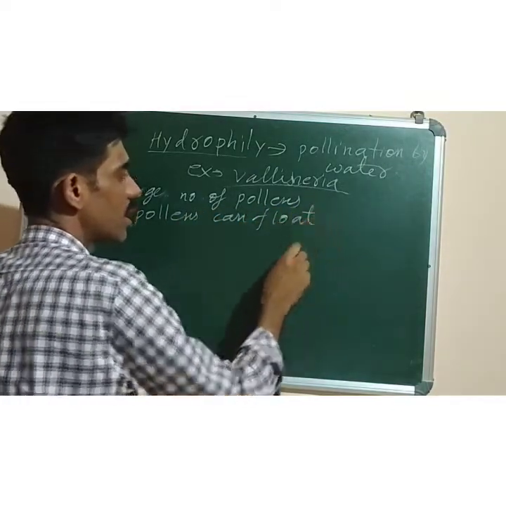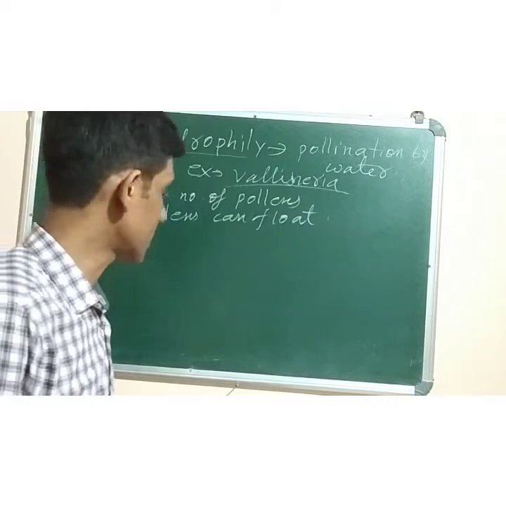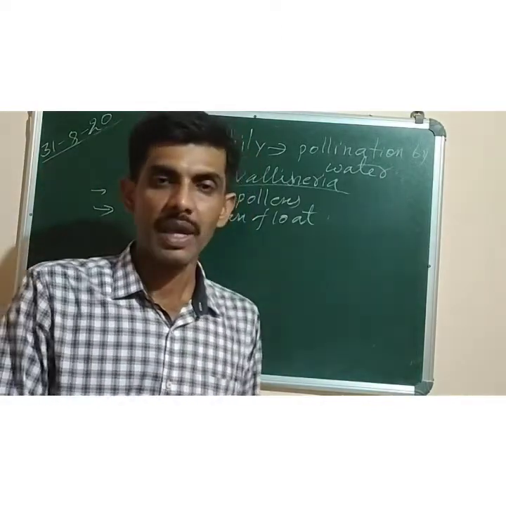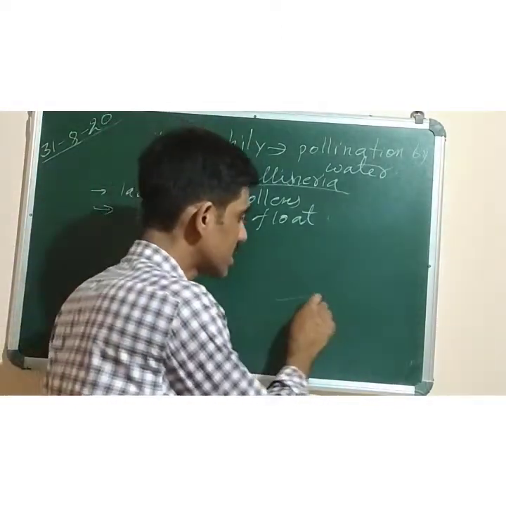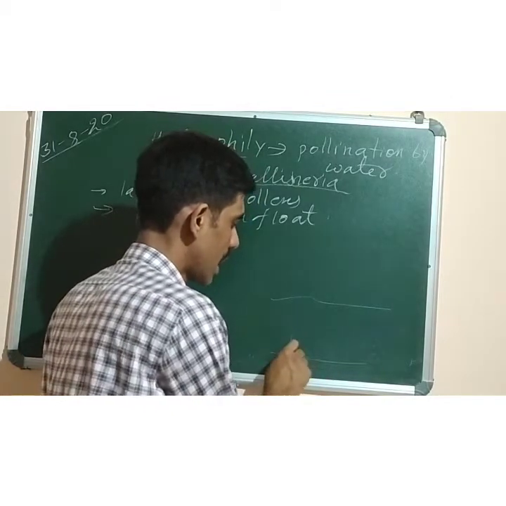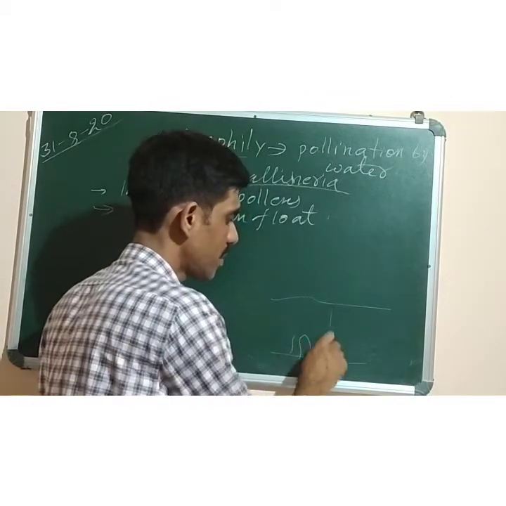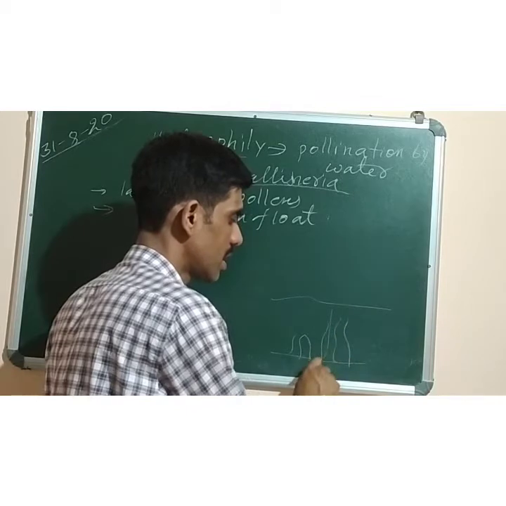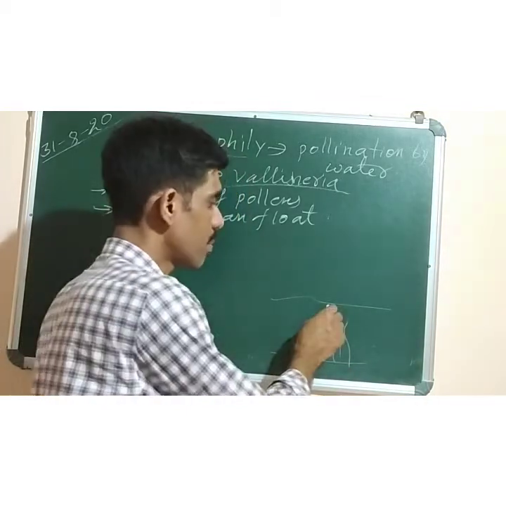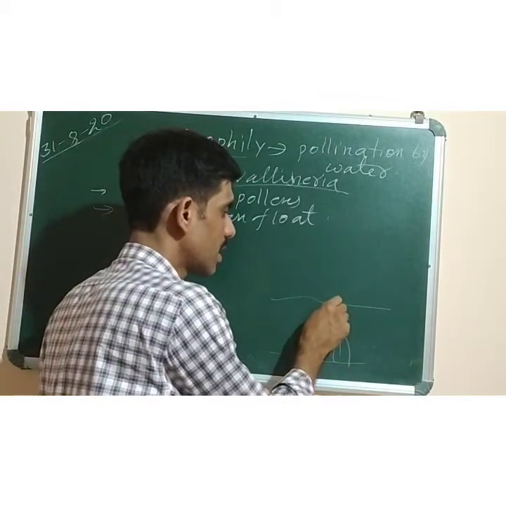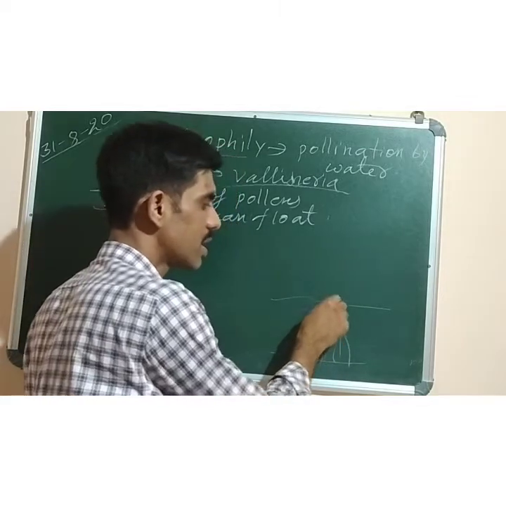Buoyancy is there, no floating power is there. Okay, now one example is Vallisneria. In Vallisneria, the male flowers are short, like these are the male flowers, they are short. Female flowers are long, they have the long stalks or styles. So female flowers will send their female part, that is the stigma, to the surface of the water.